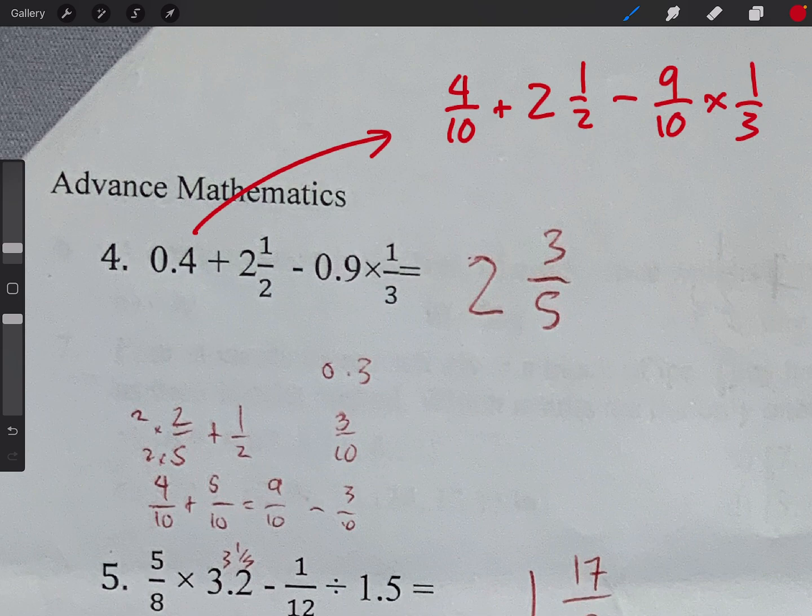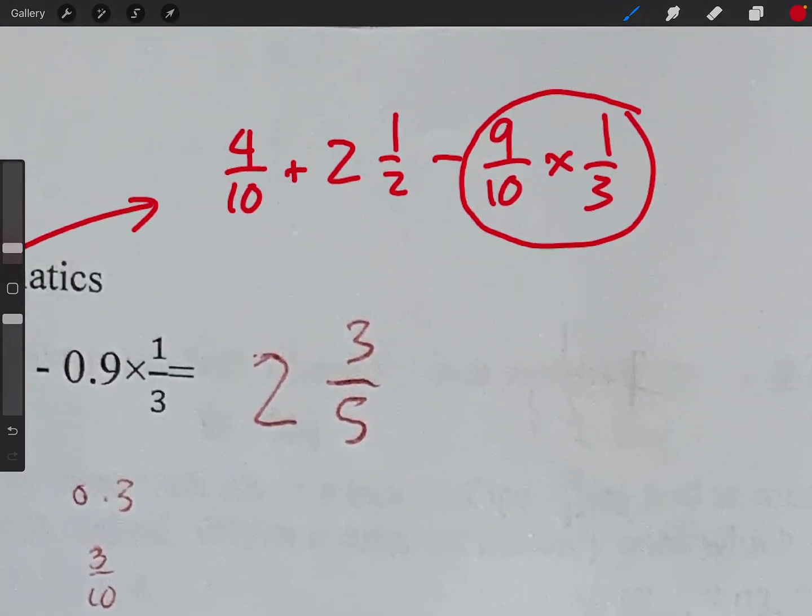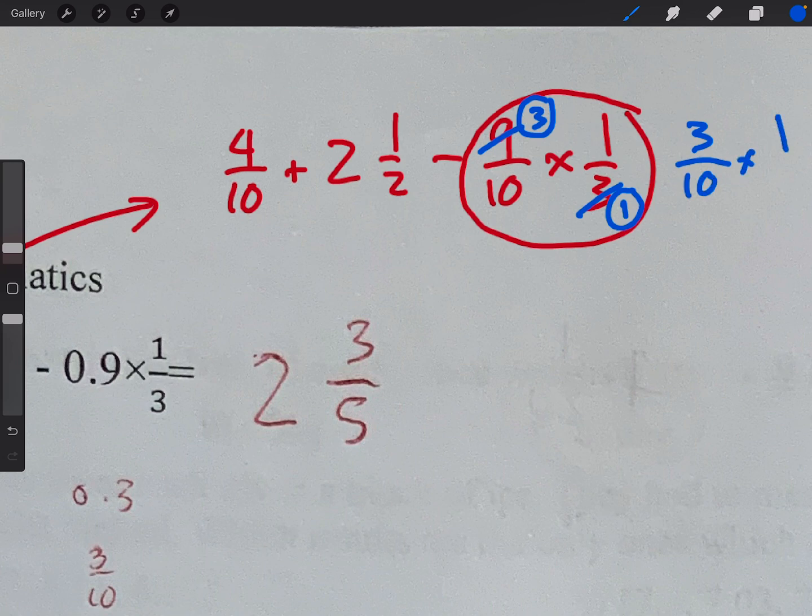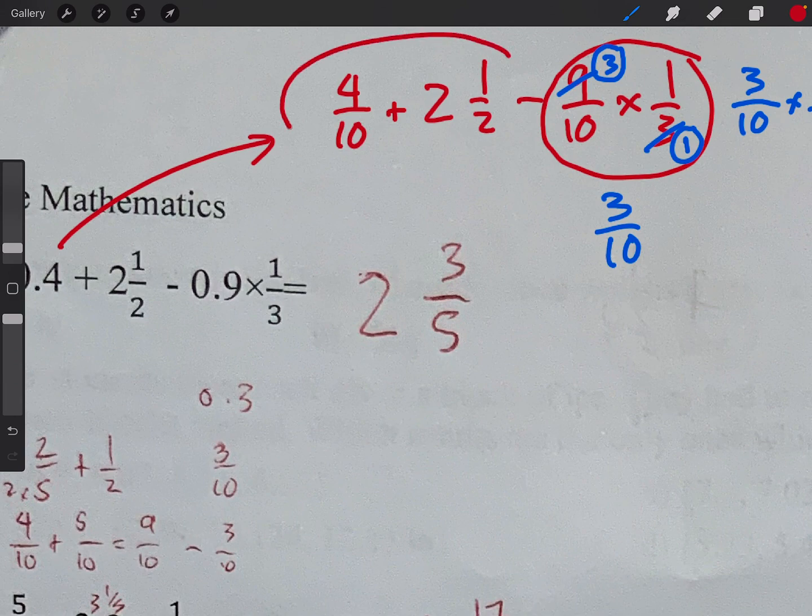So let's do BODMAS. We gotta do multiply first. As you multiply, you'll notice that we can simplify. What I mean by that is I can look at the 9 and the 3, I can divide them both by 3. 3 divided by 3 makes 1, 9 divided by 3 makes 3. So now what you have is 3 over 10 times 1 over 1. And that turns into 3 over 10.